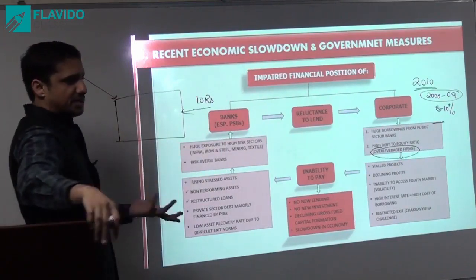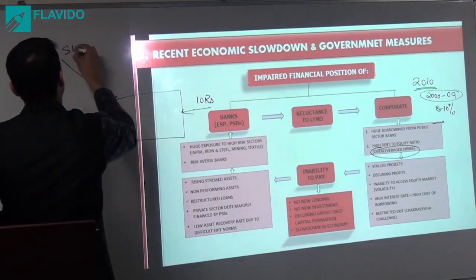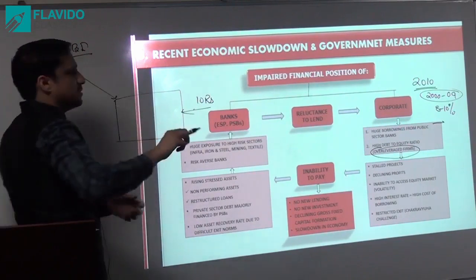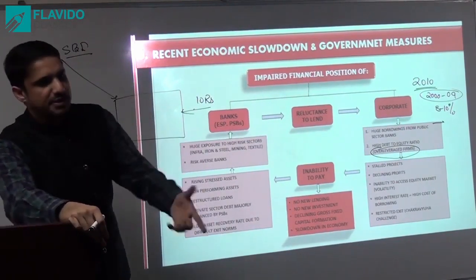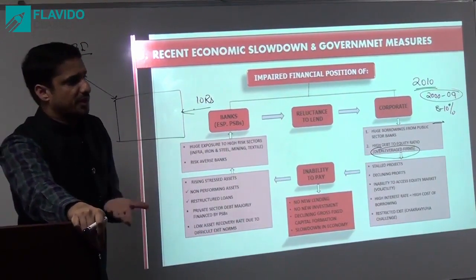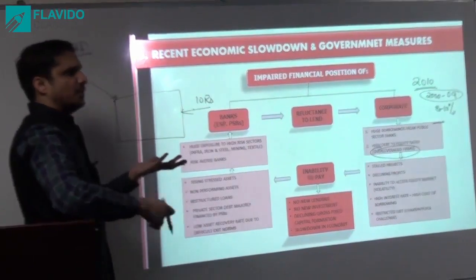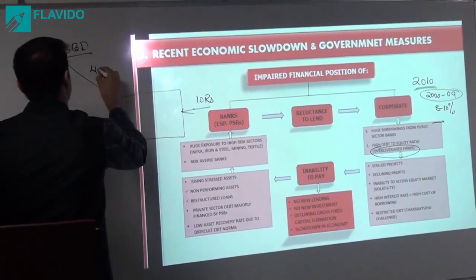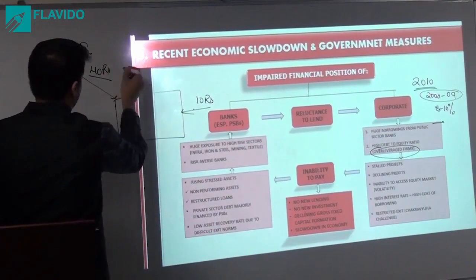Then you can borrow from the banks. Suppose you borrowed from SBI, but SBI will give you funds only when you have some assets. कुछ तो गिरवी रखना पड़ेगा. Some mortgage is there. So suppose you have a mortgage of 40 rupees. So SBI will give you 40 rupees in the form of a loan. That is known as debt.